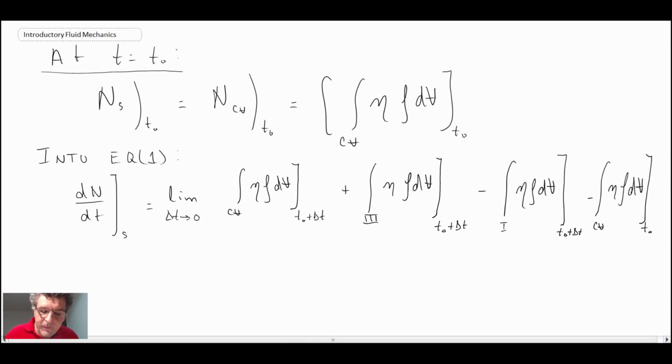Okay, and this is all divided by delta t because we're plugging this into equation 1. So what you can see, we have a little bit of a mix of things at T0 plus delta t. We have some things over the control volume and some things of region 1 and region 3. I'm now going to rewrite this equation and break it into things that are either control volume, region 1, or region 3. So let's go ahead and rewrite it.